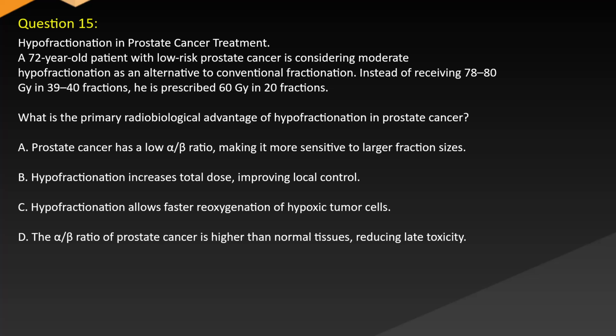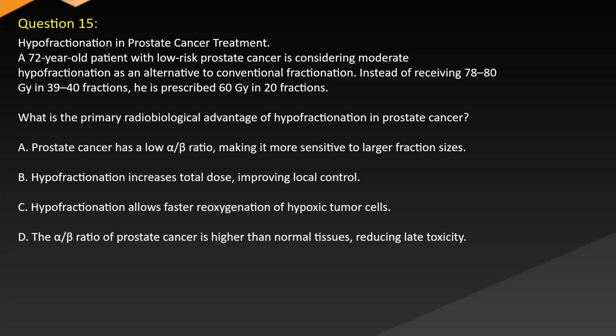Question 15. Hypofractionation in prostate cancer treatment. A 72-year-old patient with low-risk prostate cancer is considering moderate hypofractionation as an alternative to conventional fractionation. Instead of receiving 78 to 80 Gy in 39 to 40 fractions, he is prescribed 60 Gy in 20 fractions. What is the primary radiobiological advantage of hypofractionation in prostate cancer?